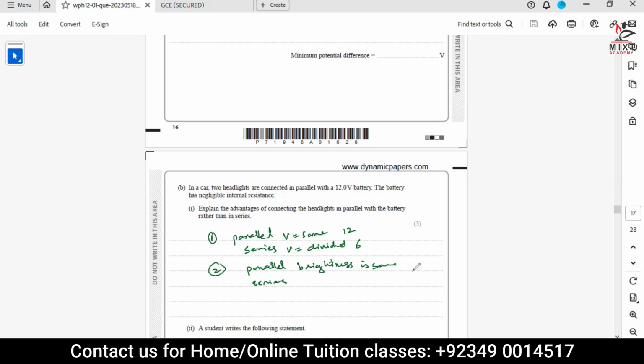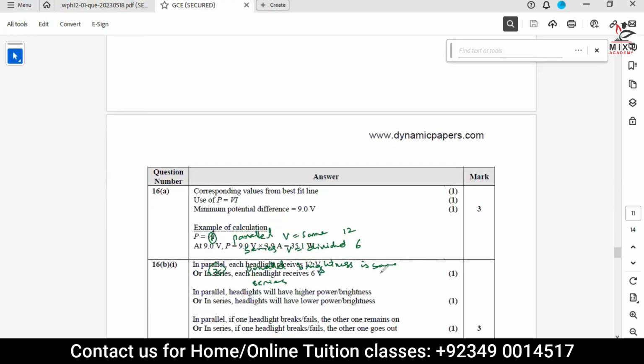Okay. Let's check the points. As Amna told us, that is 12 volt, 6 volt. The brightness is more in parallel. In series, the brightness is lower.